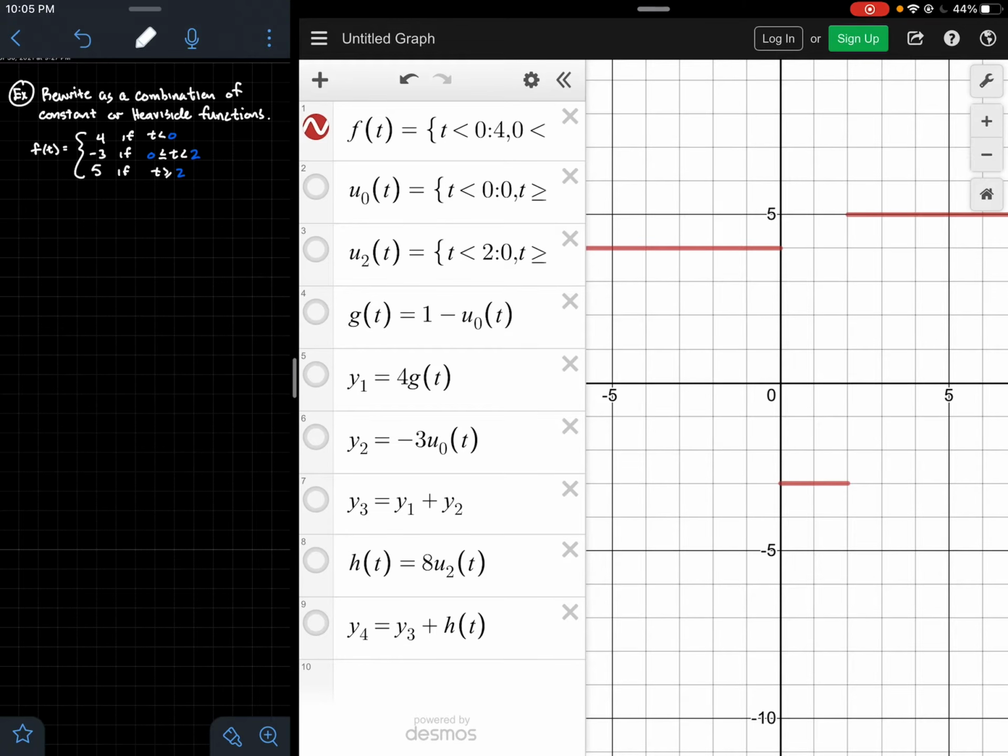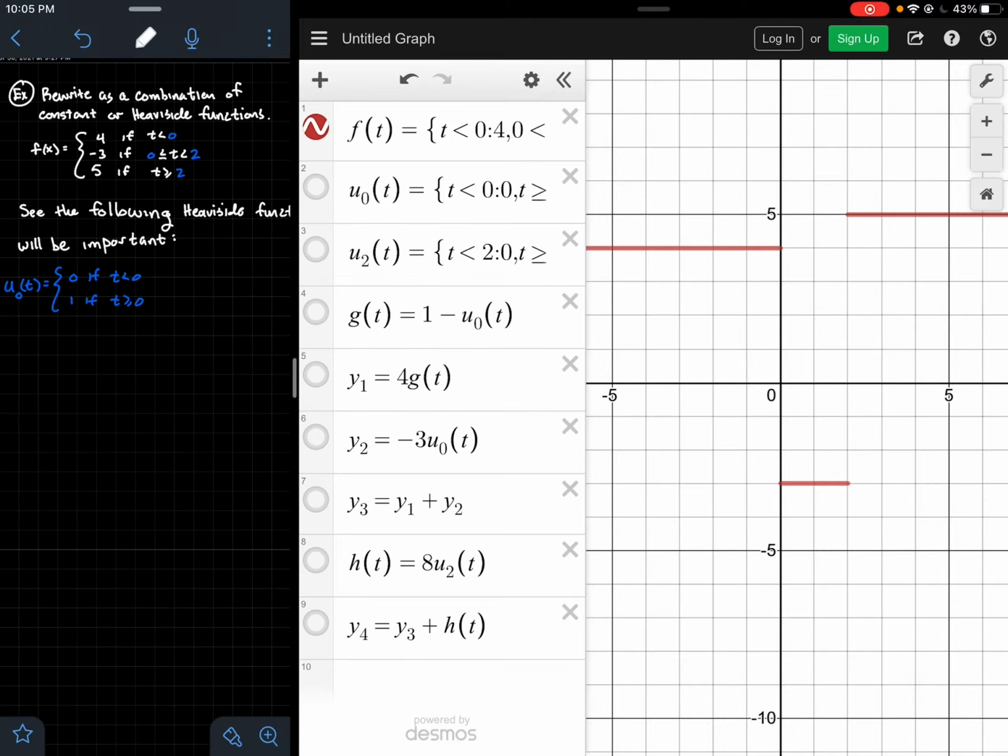Okay, so what we want to do is try to model this piecewise function in terms of some Heaviside functions and some constants. What I've highlighted in blue over to the left are the places where the formula changes for your piecewise function. So it looks like t equals 0 and t equals 2 are important. That tells me we're going to use two Heaviside functions. We'll use u0, which is the Heaviside function that is 0 if t is to the left of 0, and 1 if t is to the right of 0.